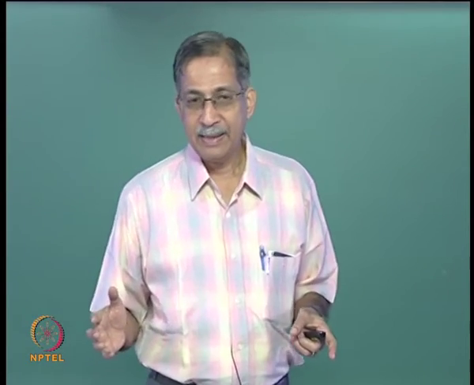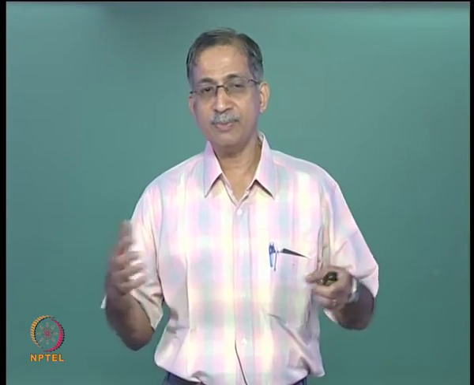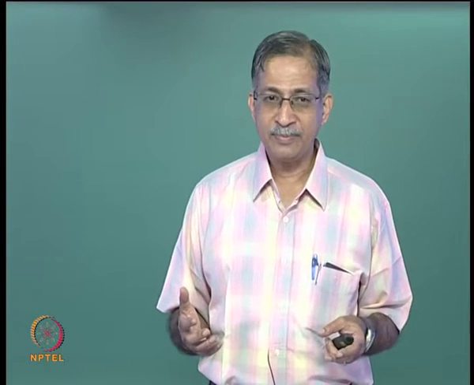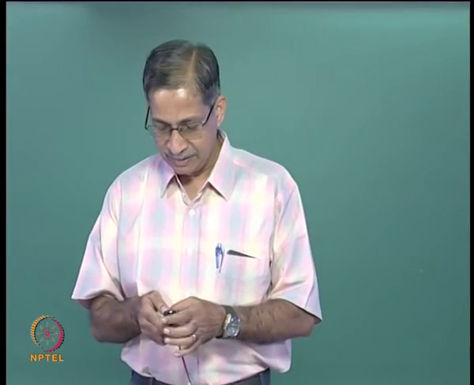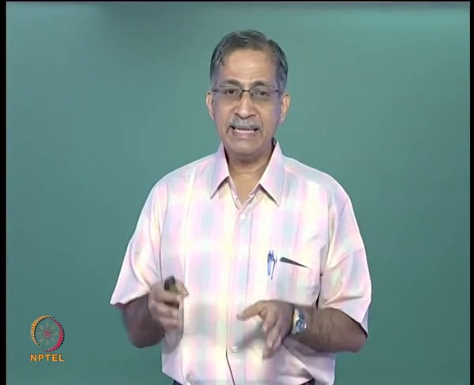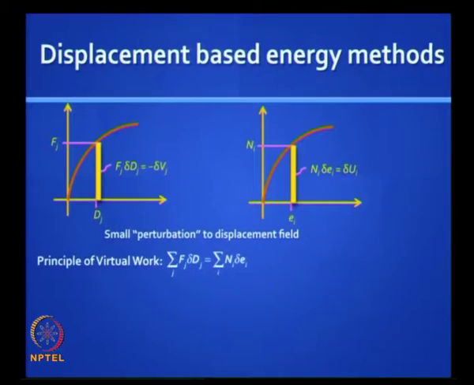Is it clear? And this must be equal to the corresponding internal virtual work, right, internal virtual work. So, the principle of virtual work says sigma fj delta dj must be equal to sigma ni delta ei, where the ni ei graph, the nonlinear picture may look like this, and that incremental strain energy is delta ui, right. So, first we look at the principle of virtual work. It says sigma fj delta dj is equal to sigma ni delta ei.